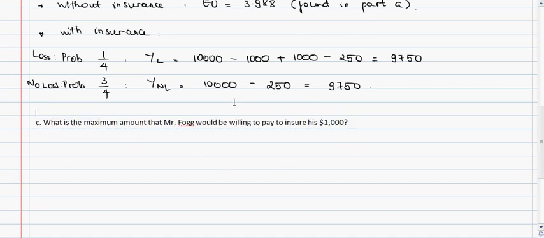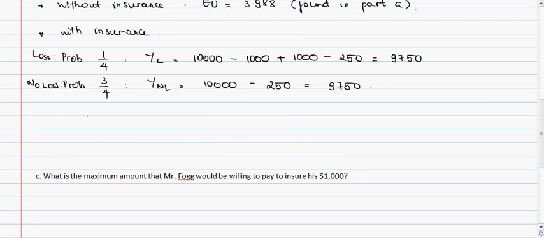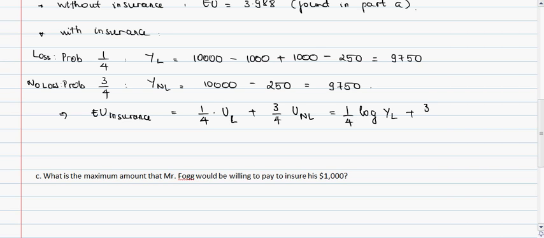So the expected utility for the consumer with the insurance is going to be equal to 1/4 times the utility of loss plus 3/4 times the utility of no loss. That is basically 1/4 times log of income in the case of loss plus 3/4 log of the income in the case of no loss.